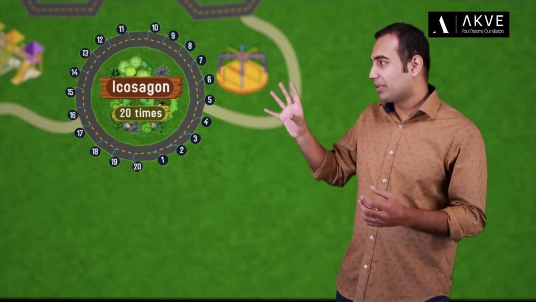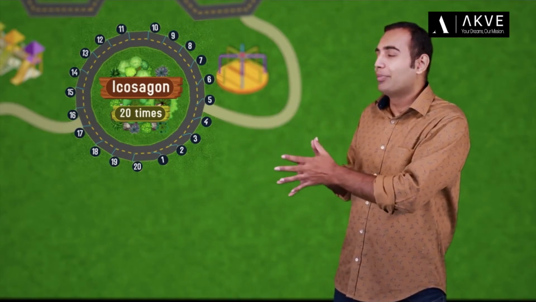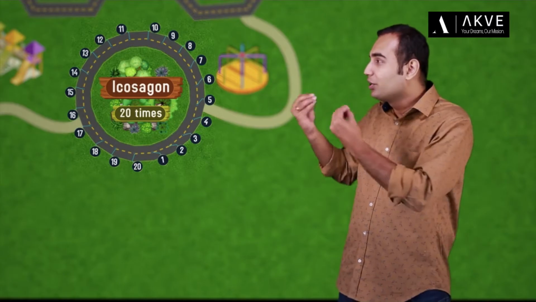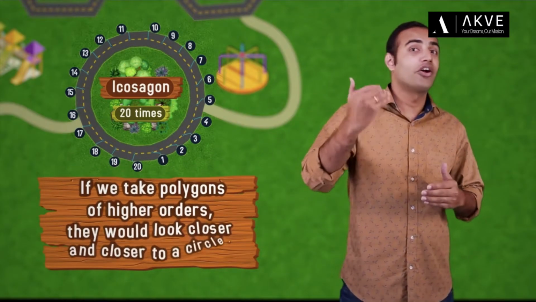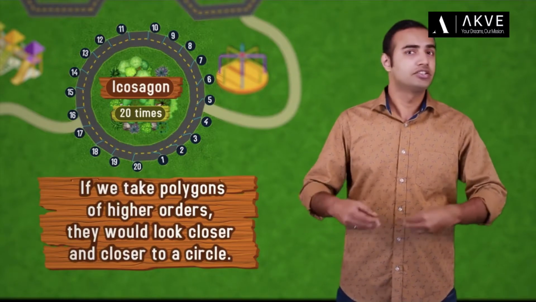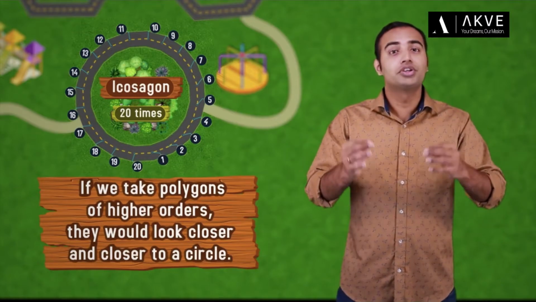Now, to an unsuspecting eye, this icosagon might pass as a circle. It's not quite a circle, but to many unsuspecting people, it might look like a circle. So this means that if I take polygons of higher orders, like the one with 30 sides, 50 sides or even 100 sides, they look closer and closer to a circle. Now imagine a polygon with infinite number of sides yet a fixed perimeter. Now that polygon would clearly look like a perfect circle, right?